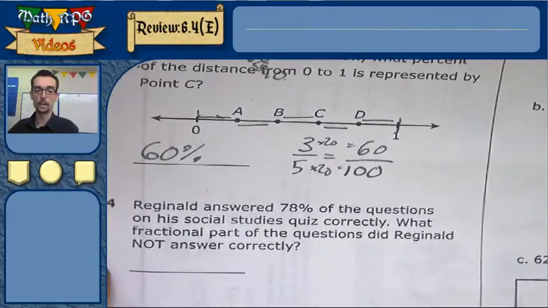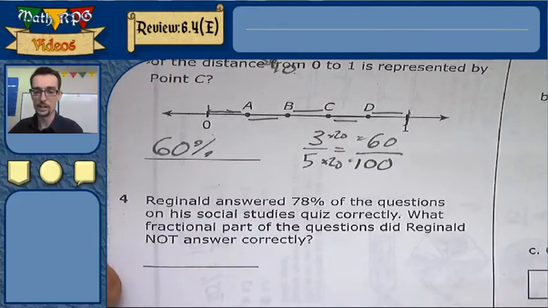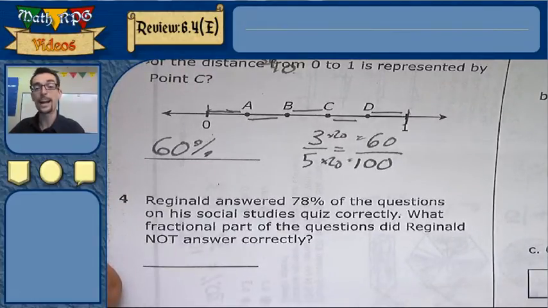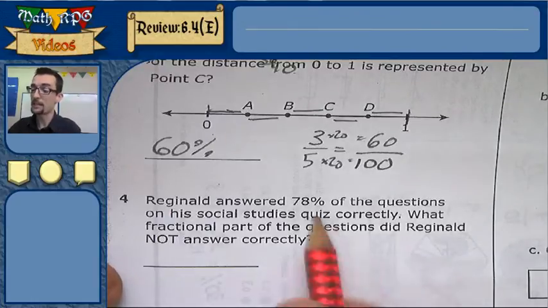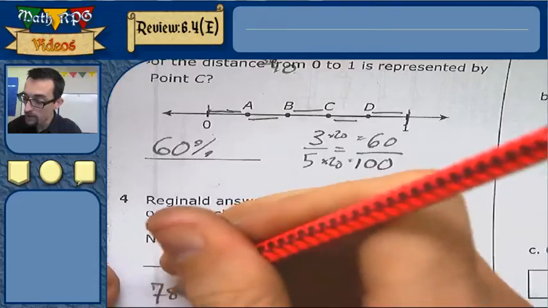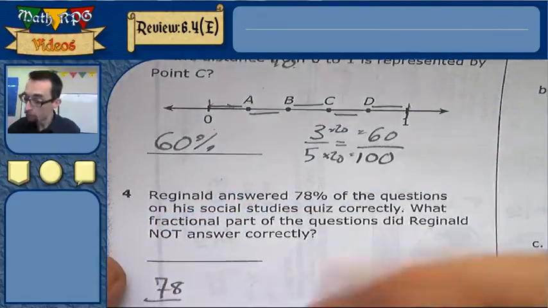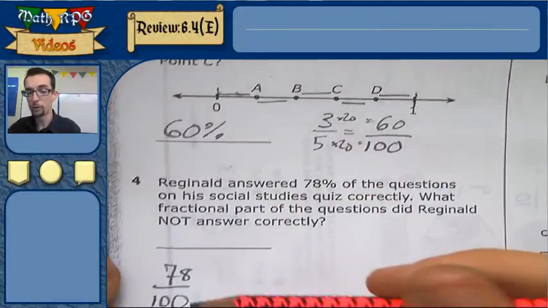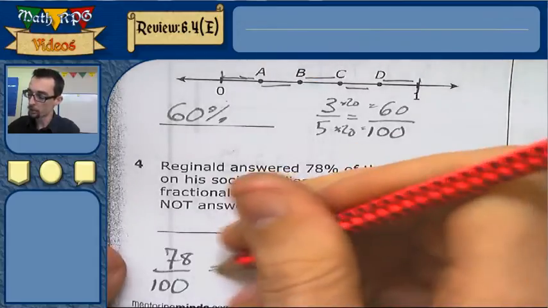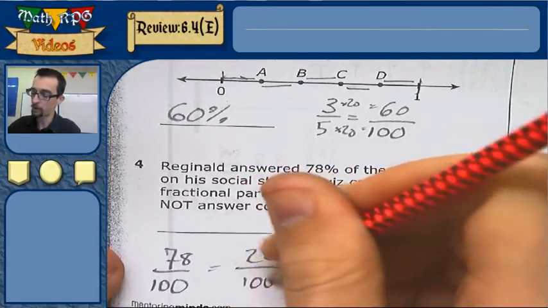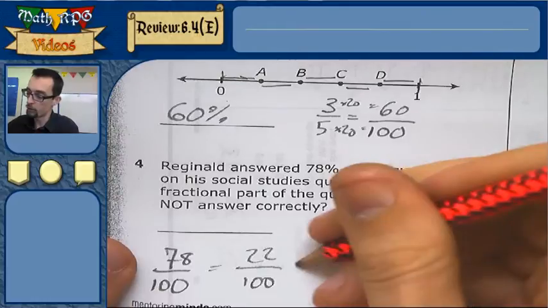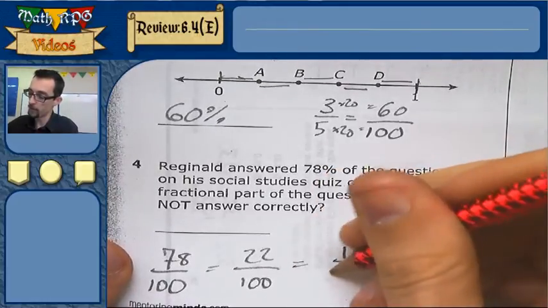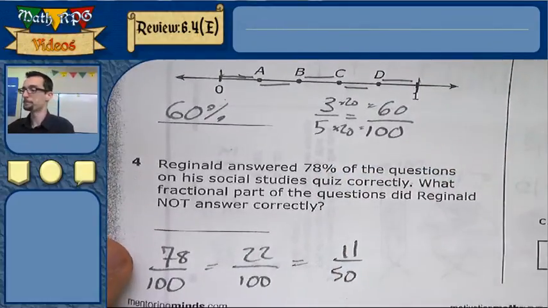Number 4, Reginald answered 78% of the questions on his social studies quiz correctly. So what fractional part of the questions did Reginald not answer correctly? Again, 78% is 78 out of 100. So if he got 78 right, how many did he miss? It'd be 100 minus 78, which is 22. So 22 out of 100 would be a correct answer. You could reduce that if you wanted, simplify it to 11/50ths. That would be your answer.